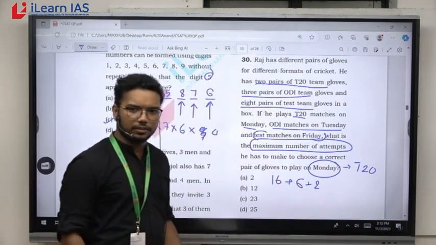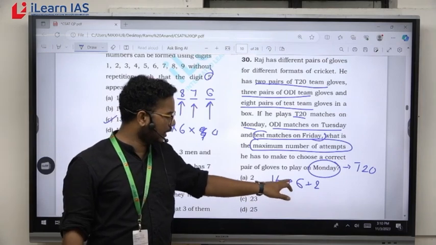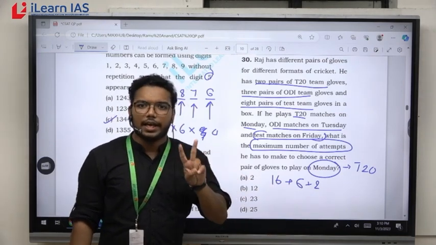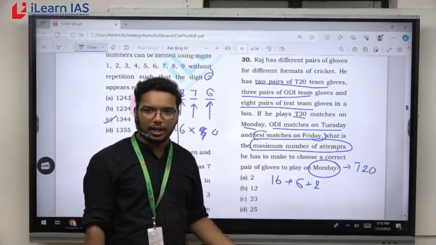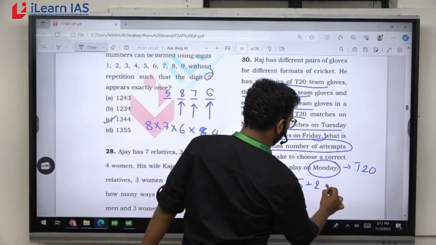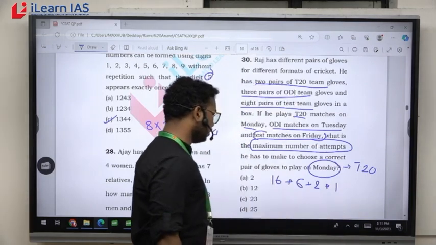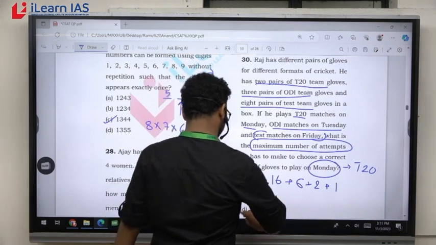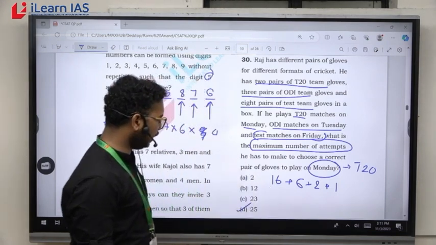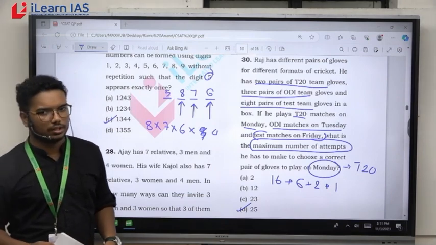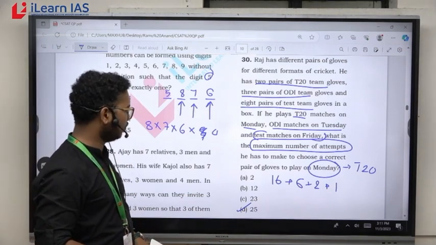ഇപ്പം നമുക്ക് എന്താണ്? നമുക്ക് ODI ഉണ്ട്, ടെസ്റ്റ് ഉണ്ട്, T20യുടെ 2 പെയറും ഉണ്ട്. ഈ ബാക്കിയുള്ള 2 എണ്ണത്തിൽ ഏതെങ്കിലും ഒരെണ്ണം എടുത്താൽ തന്നെ നമുക്കൊരു പെയർ കിട്ടുമല്ലോ. So answer is 16 plus 6 plus 2 plus 1, that is 25.